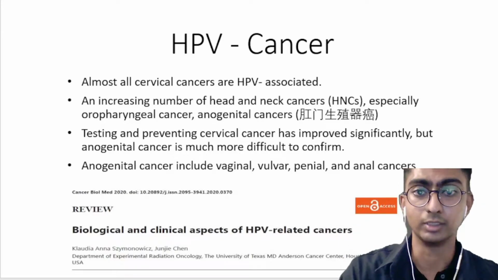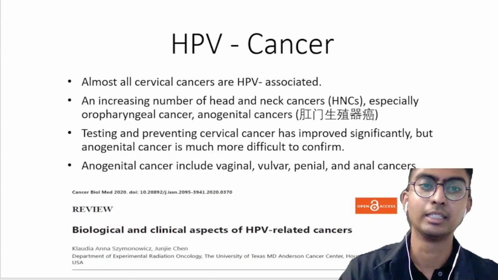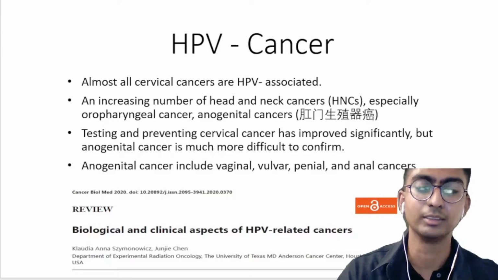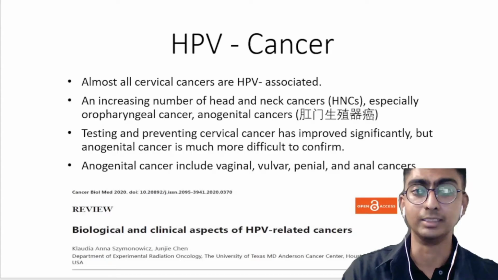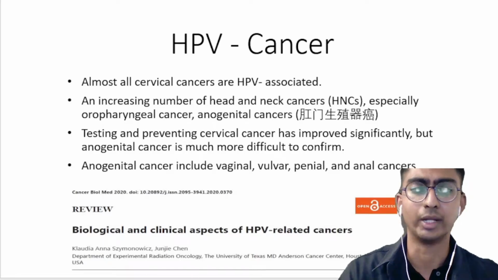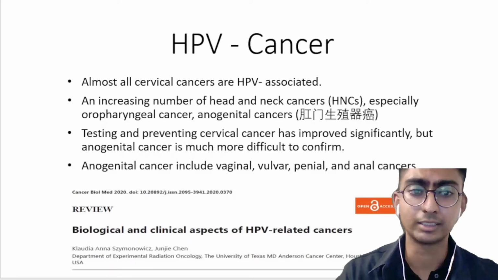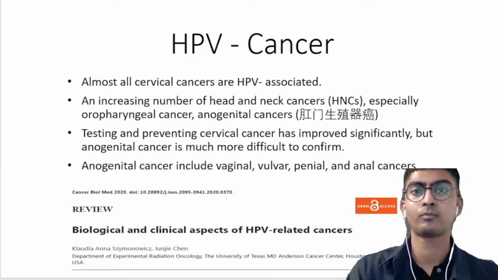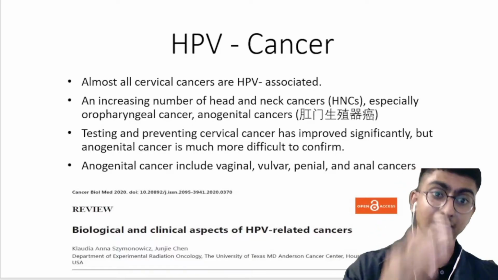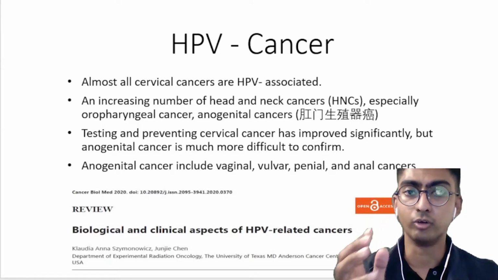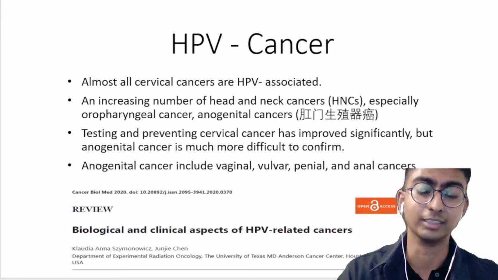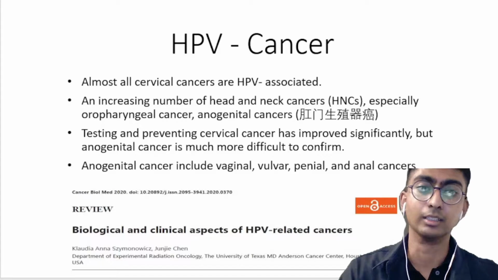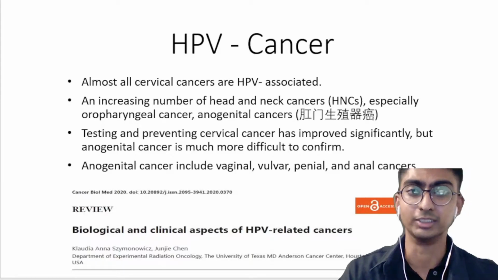So testing for cervical cancer has improved a lot because of the discovery of the vaccine. The vaccines are specifically effective against strains HPV 6, 11, 16, and 18. And that's why for cervical cancer, testing and prevention has improved a lot. But for those that cause anogenital cancer, it is still very much a problem. So research is still required.